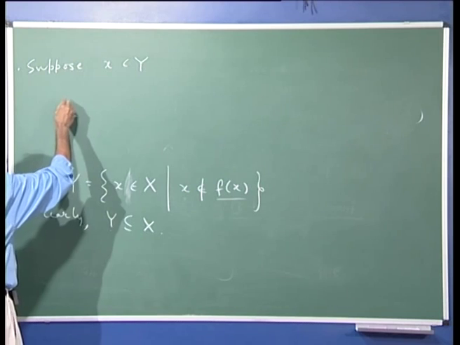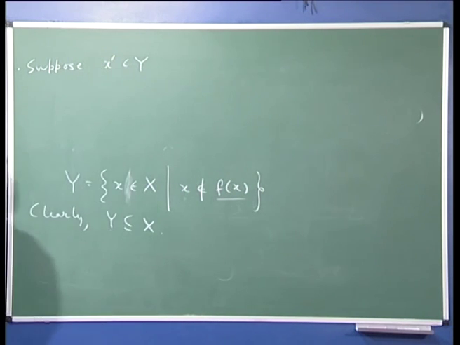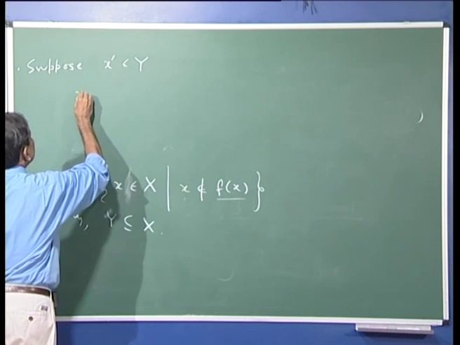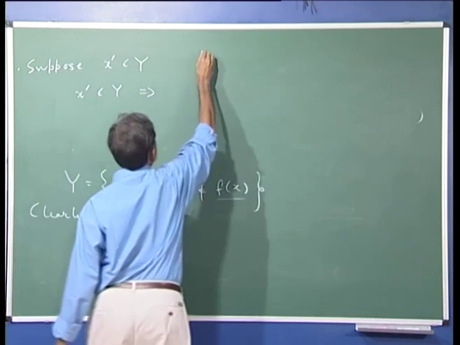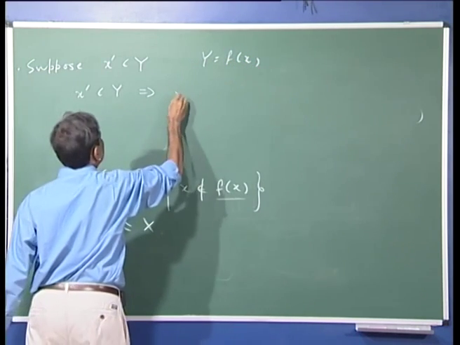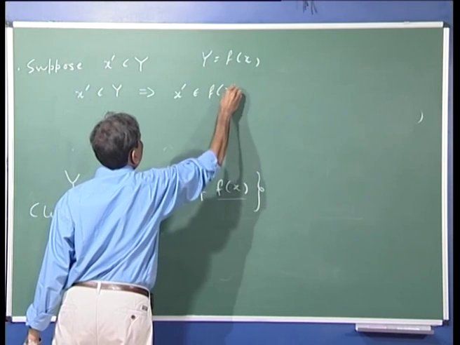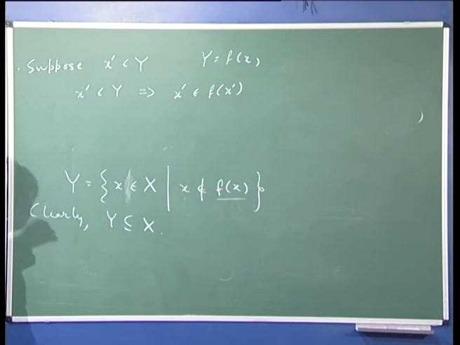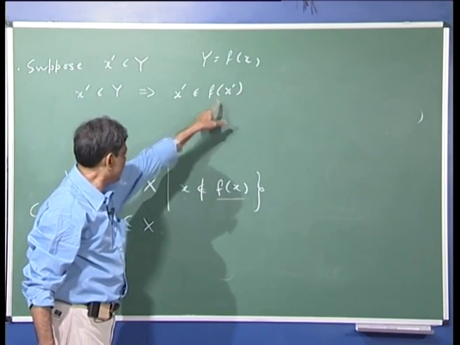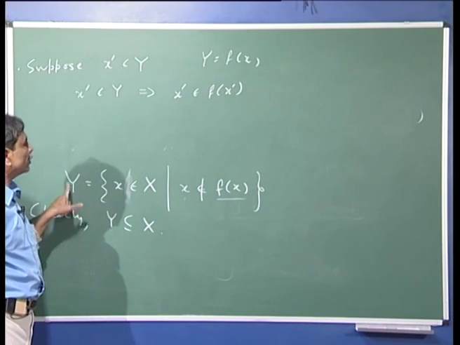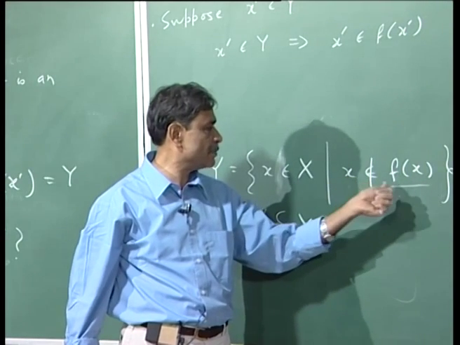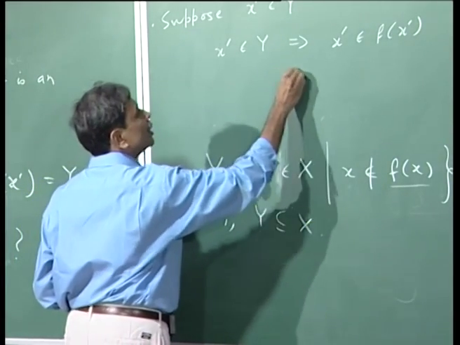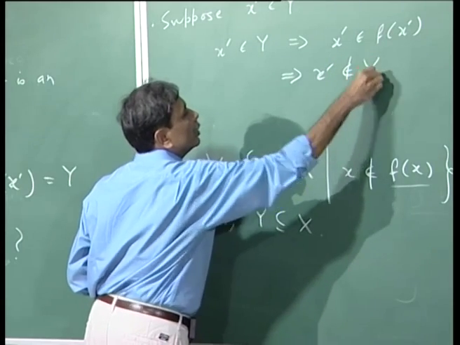Now, what is it saying? We are asking this question, is X prime an element of Y? Assume this, so X prime is an element of Y, which of course, Y by definition is f of X. So, I have X prime is an element of f of X prime, but if X prime is an element of f of X prime, it cannot be in the set Y, because in set Y you are only choosing those X's which are not elements of the set that X is mapped to by the bijection. So, this really implies that X prime is not an element of Y.